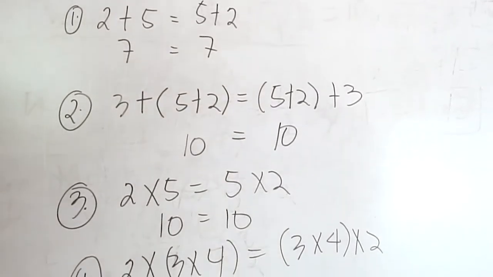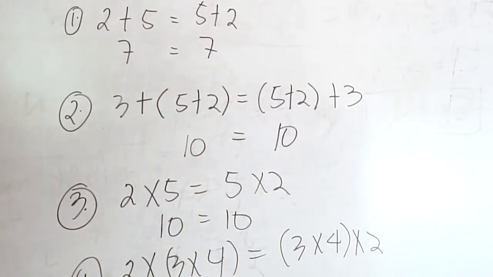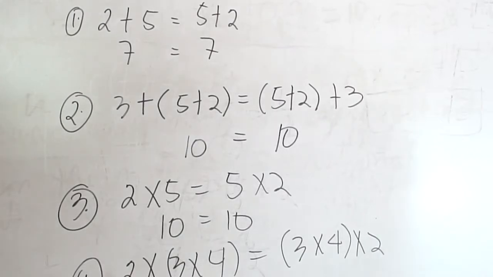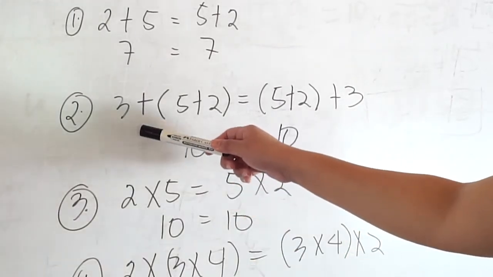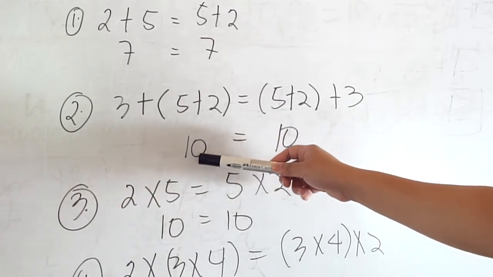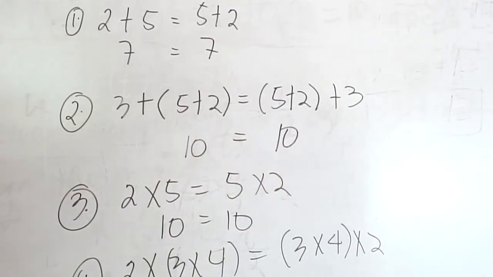Next is 3 plus 5 plus 2, and then 5 plus 2 plus 3. So kahit iniba yung order nila, same pa rin yung kanilang result, which is 10. So example 1 and 2 is the commutative property of addition. And then the third example is 2 times 5 and 5 times 2. So they are still the same result, which is 10.